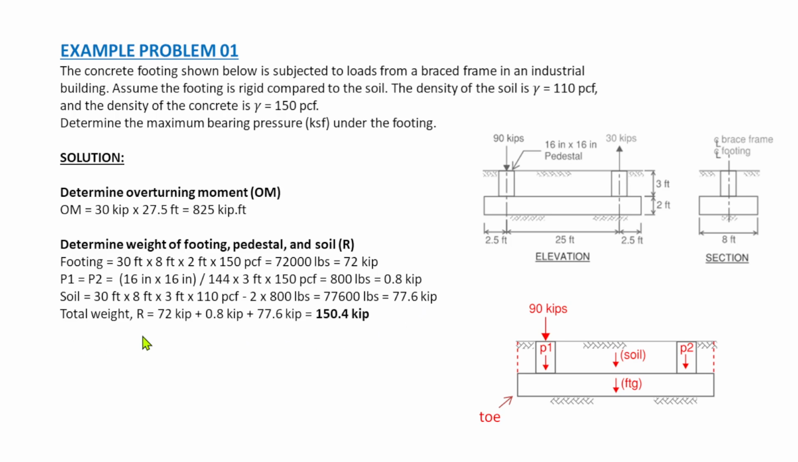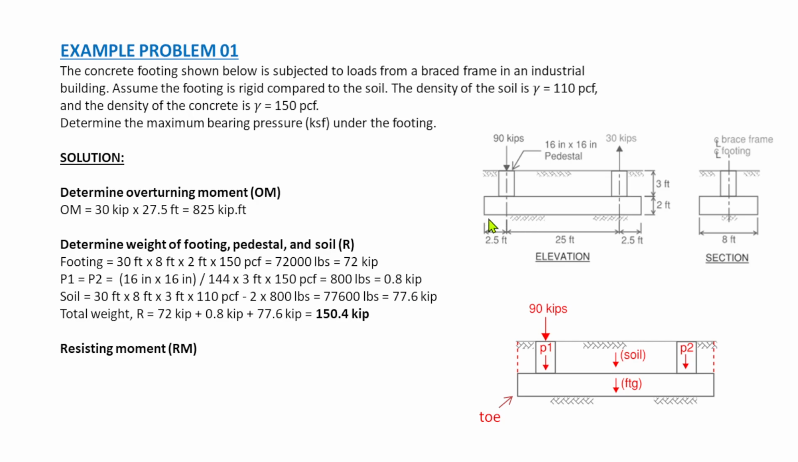So the total weight is 72 kips for the footing, 0.8 for the pedestal, and 77.6 kips for the soil, for a total of 150.4 kips. Now the next one is the resisting moment.